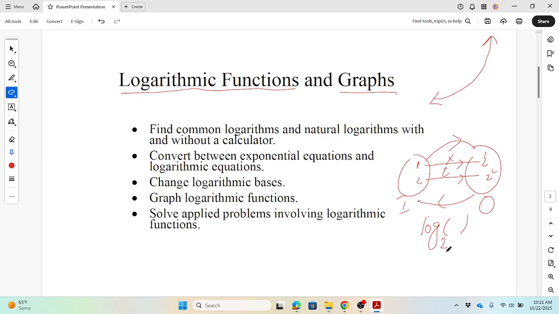We're going to talk about some common bases, for example, base 10 and base e. We're going to convert the exponential equation to the log and vice versa. We're going to use a calculator to calculate the value. We're going to change the logarithmic base. And then finally, we want to plot the graph and solve the application problem.